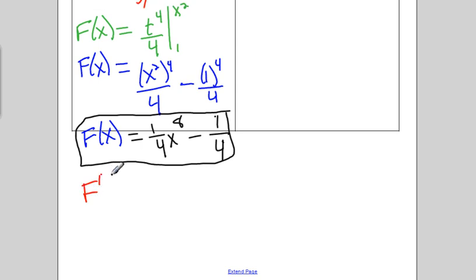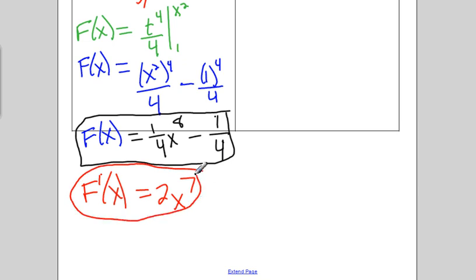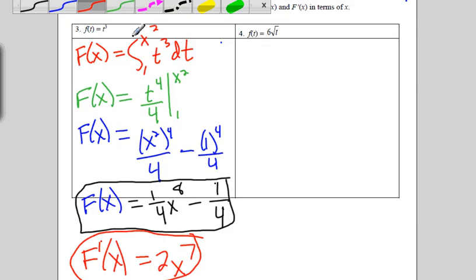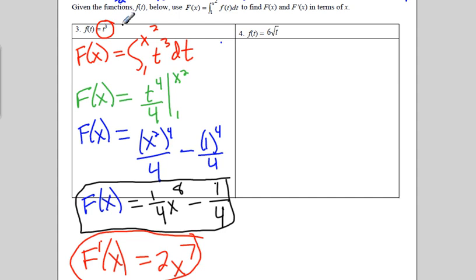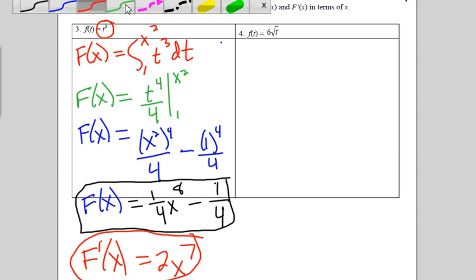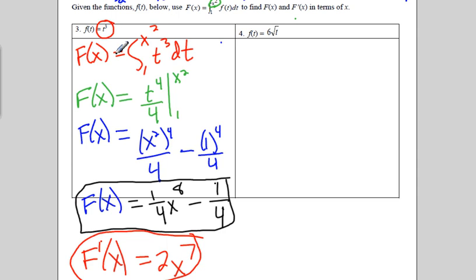I'm going to try to see, hey, can we find any patterns here? So the derivative of this, 8 times 1/4, is going to be 2, 2x to the 7th minus 1/4. Okay? So again, our original function was t cubed, and if I just substituted in, because when I take the antiderivative, then the derivative, I should end up back at the same place.